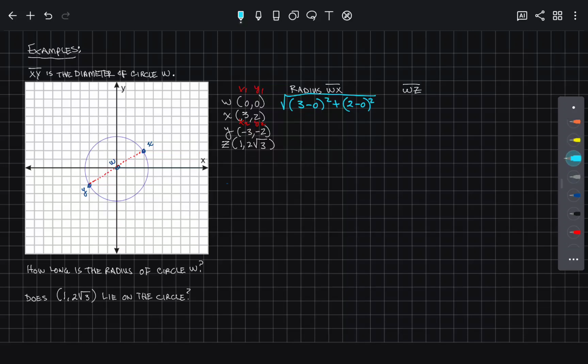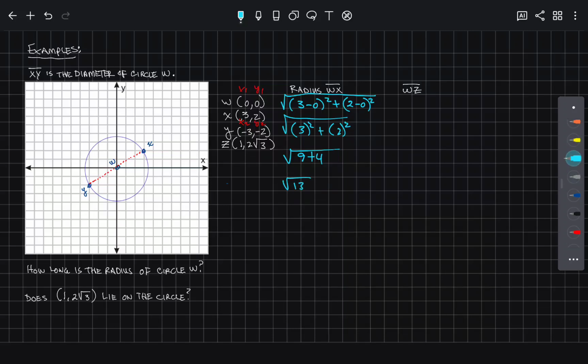And this seems like it's a bit easy. So 3 minus 0 is 3. I'm going to square it. Plus 2 minus 0 is 2. I'm going to square it. Square root. That's going to be 9 plus 4, which is going to be the square root of 13.